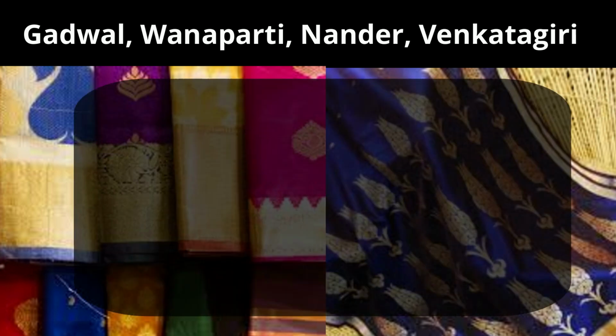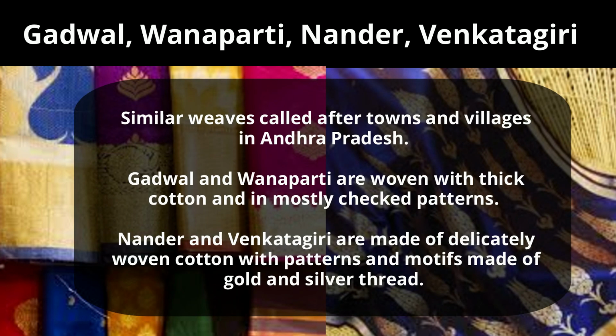The Gadwal and Vanaparthi weaves are usually done with thicker cotton materials and mostly made into simple checked patterns and an embroidered pallu in the case of saris. The Nandir and Venkatagiri cloth are similar but with silver and gold yarn used for the borders and the pallu.